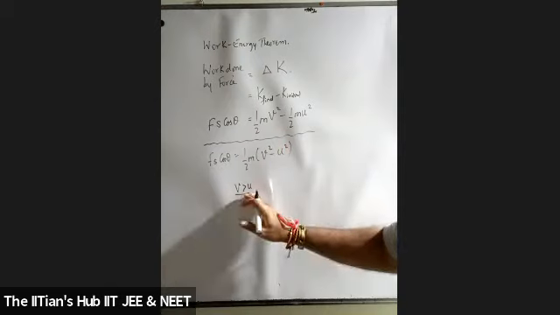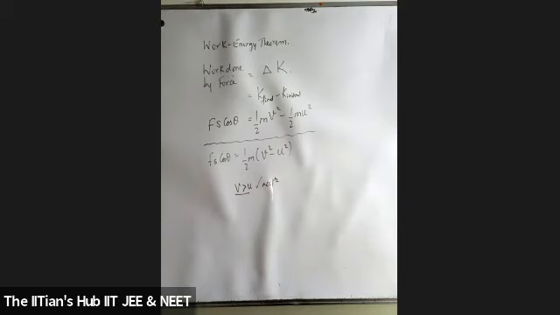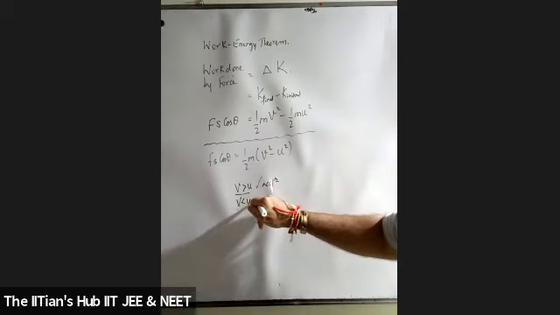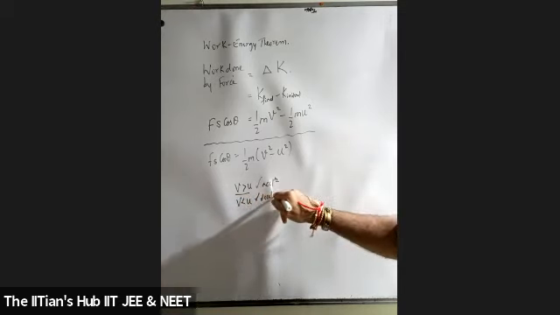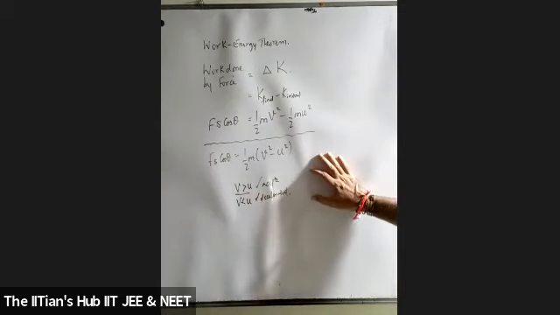If v is greater than u, then the motion is accelerated. Are you getting it? If v is less than u, the motion is decelerated. Deceleration. Are you getting it, students? This is what we consider as work energy theorem. Is this clear to all of you?